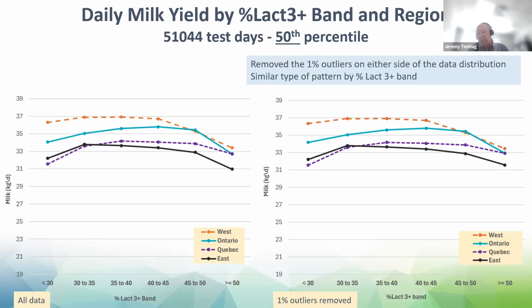On the right-hand side, this is removing the 1% of the outliers on the really young herds and the really old herds. The first percentile and the 99th percentile have been removed. And you'll notice, without getting into the tenth of a liter or something, these graphs look almost identical. So I don't think it's the outliers that are causing some of the patterns we've been seeing.